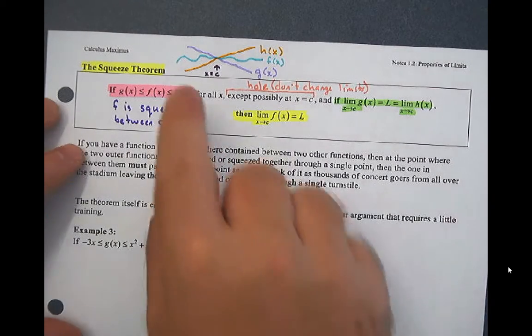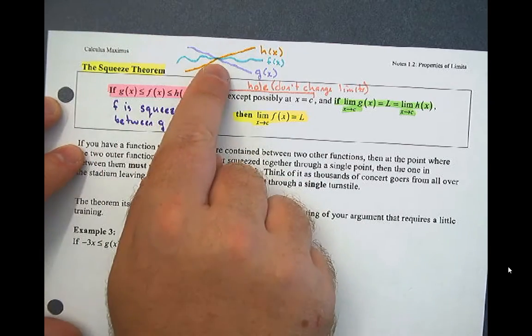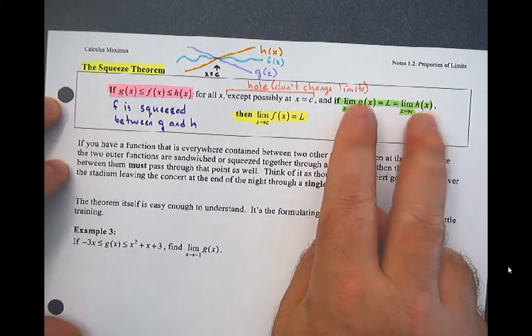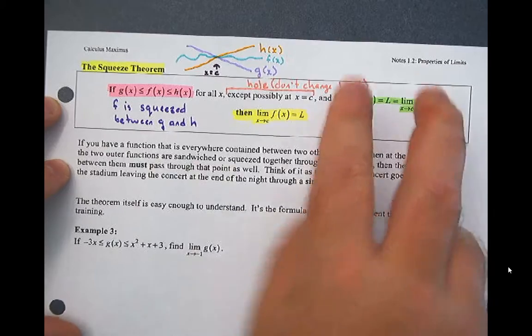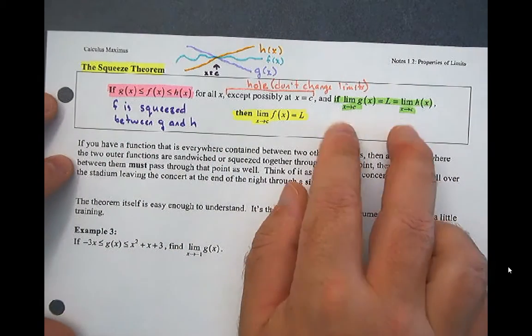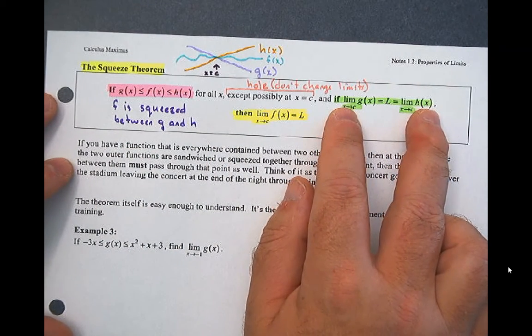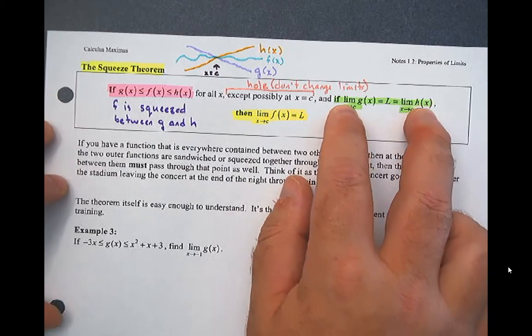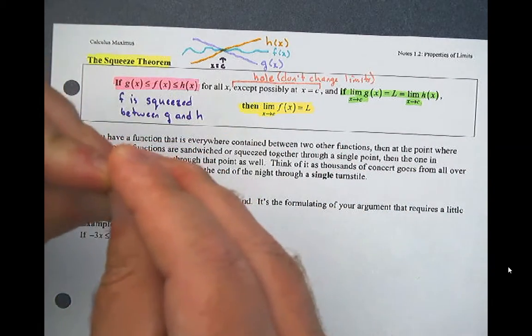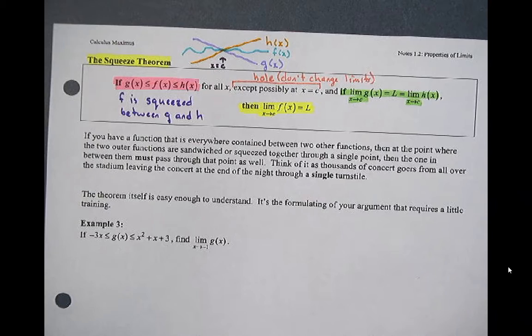So whatever h is doing and whatever g is doing there, as long as they're doing the same thing, which is what this limit says, then f has to be trapped. If these two limits aren't the same, if the limit of g and the limit of h aren't the same, then you can't guarantee that the f function would be trapped in between those other two.